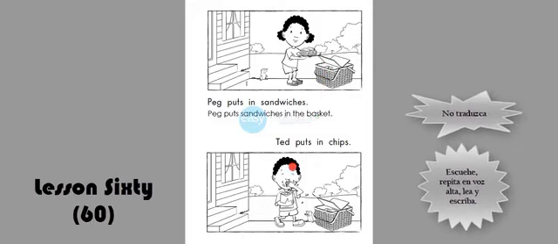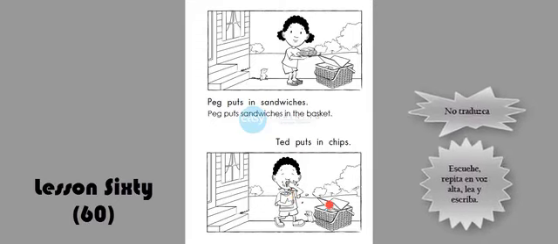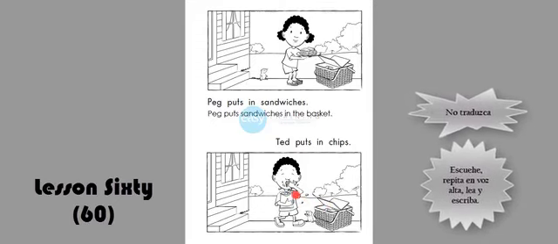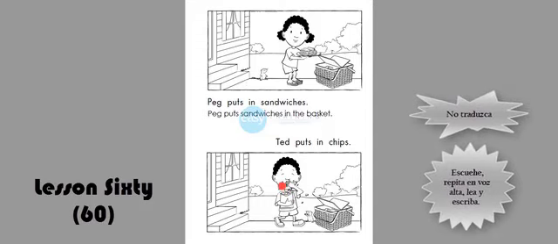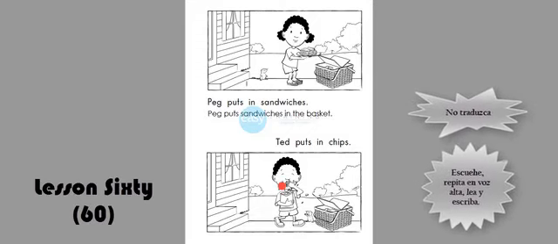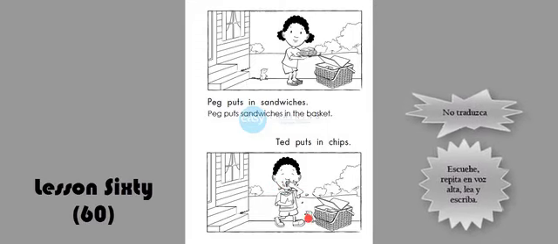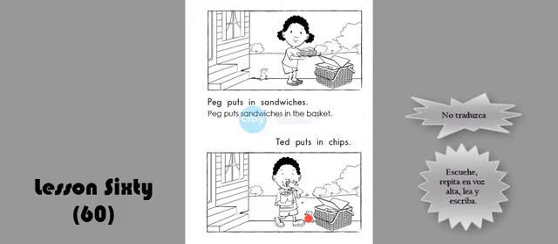And now, here is Ted. Ted is putting chips in the basket. Look, chips. But he is eating some chips. Yum. He says, yum. Yummy. Do you like chips? Well, I don't like chips. Perhaps you do. And here is the mouse. The mouse is getting some chips from Ted.